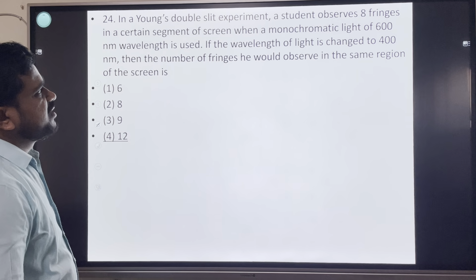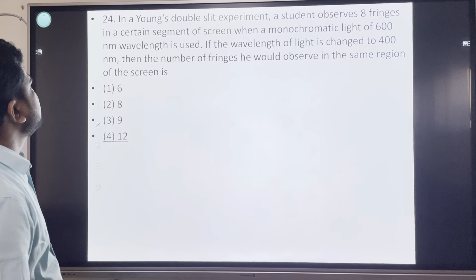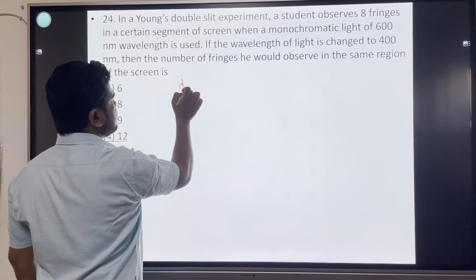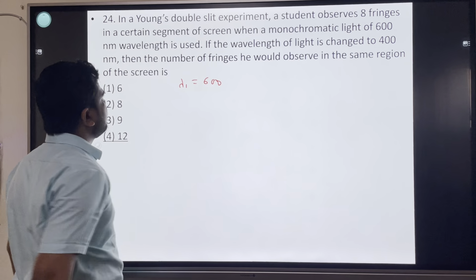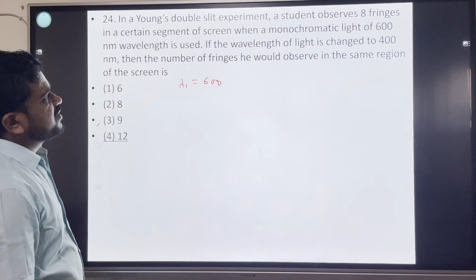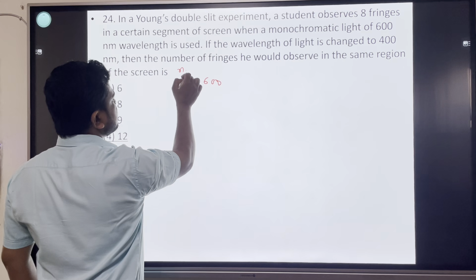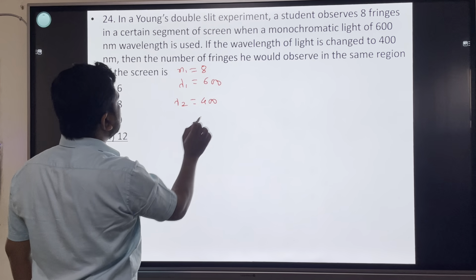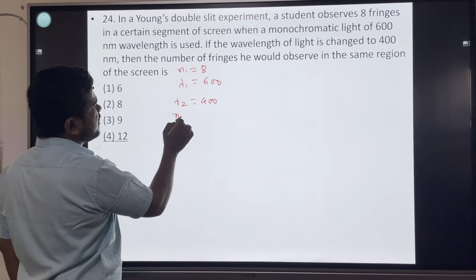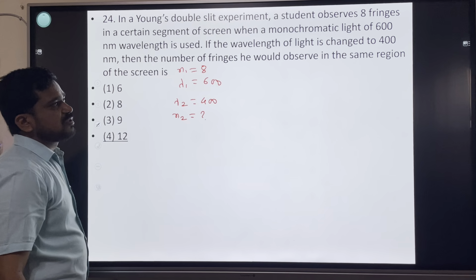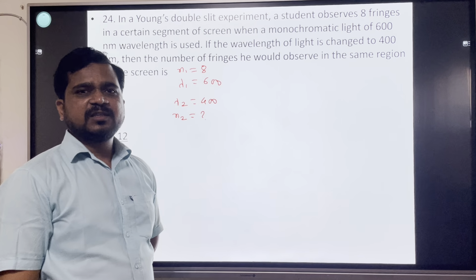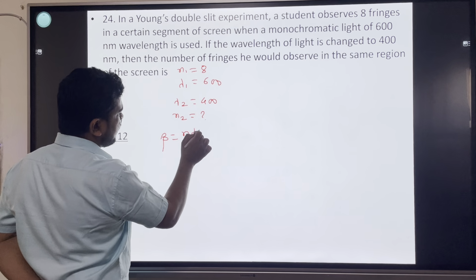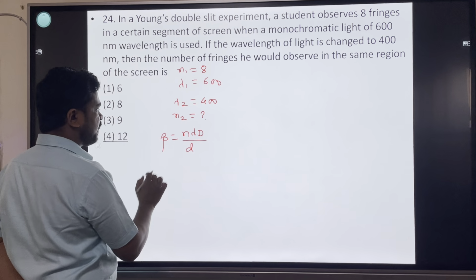Here, double slit experiment. A student observes 8 fringes in a certain segment of the screen when monochromatic light of initial wavelength lambda 1 is equal to 600 nanometer. If the wavelength of light is changed to lambda 2 equal to 400 nanometer, the number of fringes n2 is? Fringe width constant रखिए यहाँ पे, therefore fringe width का formula है beta equal to n lambda capital D divided by small d.